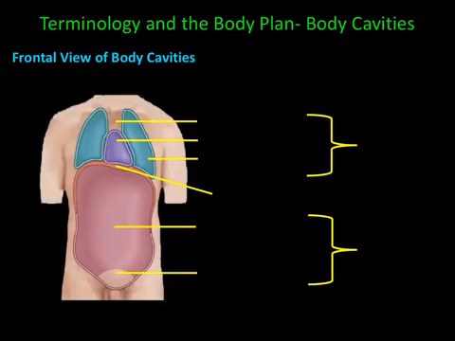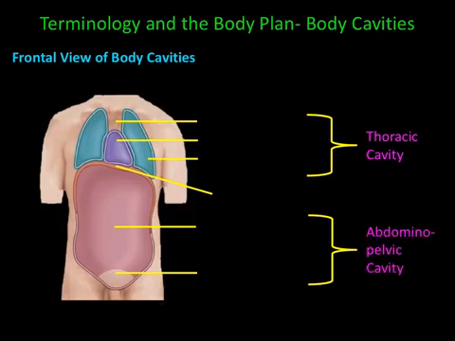Next, we're going to take a look at the anterior cavity from an anterior view. Remember, the anterior cavity is made up of the thoracic cavity and the abdominal pelvic cavity. The thoracic cavity has three subdivisions. The first is the mediastinum. The mediastinum is where you find respiratory passageways and the heart. The second cavity is called the pericardial cavity. The pericardial cavity is where you'll find the heart.